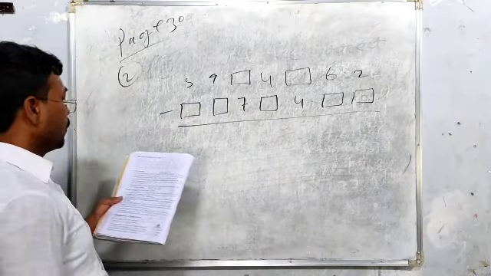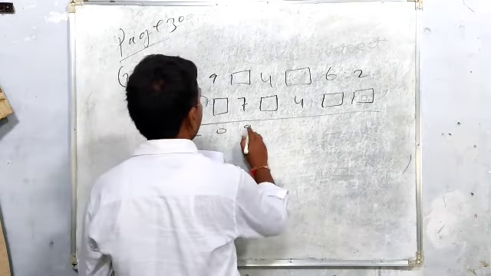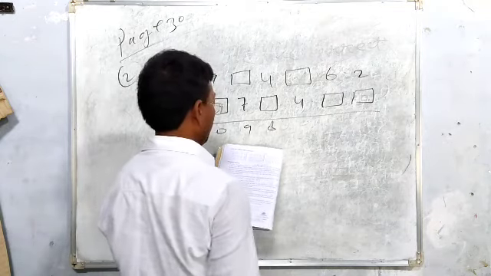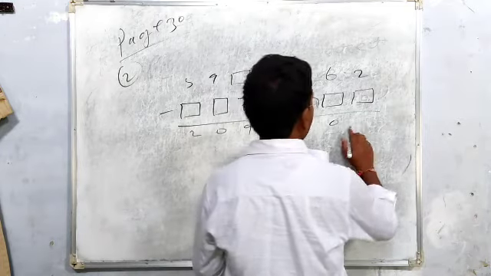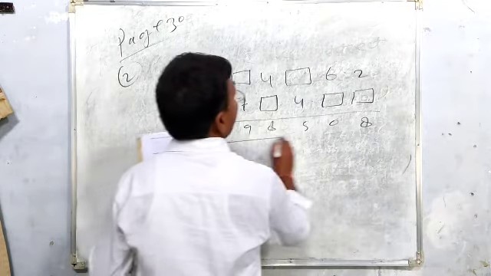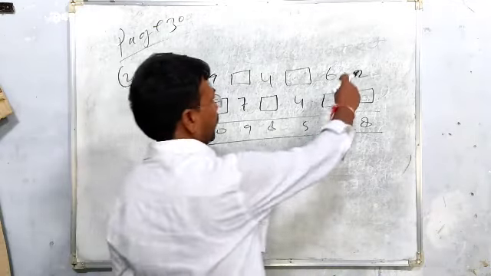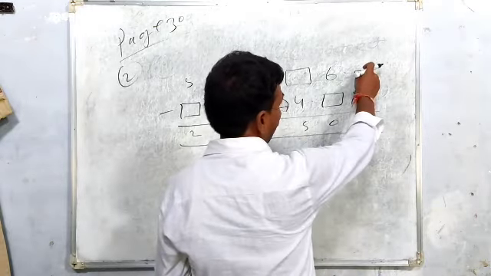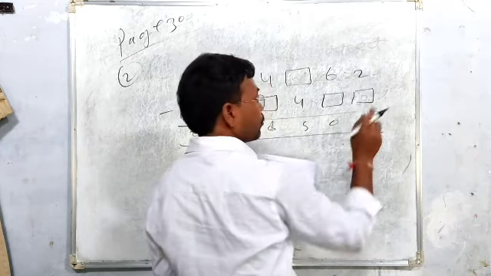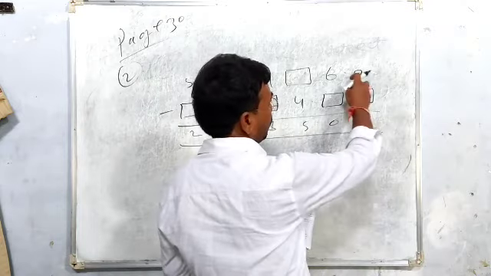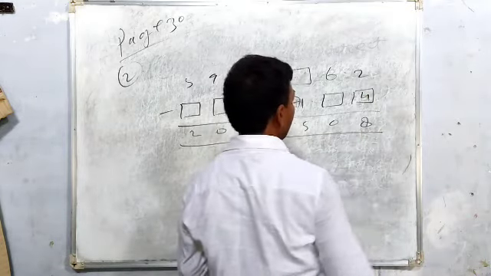Answer is given: 2, 0, 9, 8, 5, 0, 8. So you can think which number subtracted from 2 becomes 8. There will be no such number, so take a borrow from here, making 12. That is, you should think which number subtracted from 12 becomes 8. That is 4. So here should be 4.